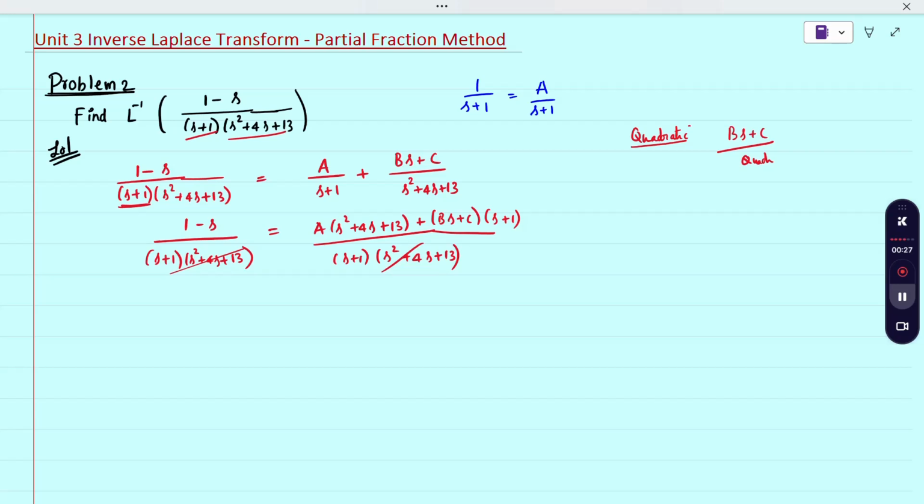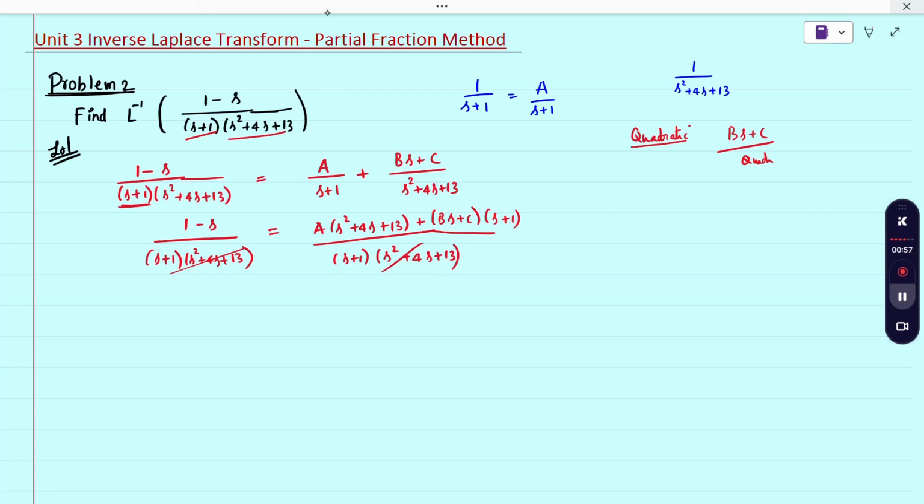But when you have a quadratic term, 1 divided by s squared plus 4s plus 13, it may be any quadratic form. When I am able to write it as the product of two separate terms, then it is easy, like in video 1. Before this video, check my previous video, inverse Laplace transform partial fraction, problem 1, where I have written that. Now it is the quadratic form.